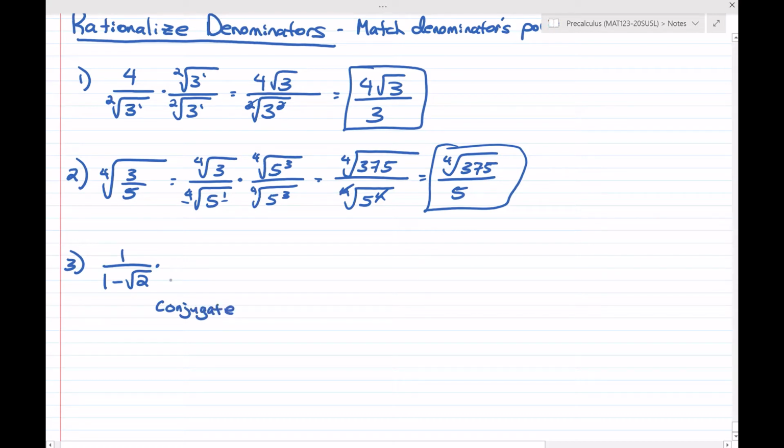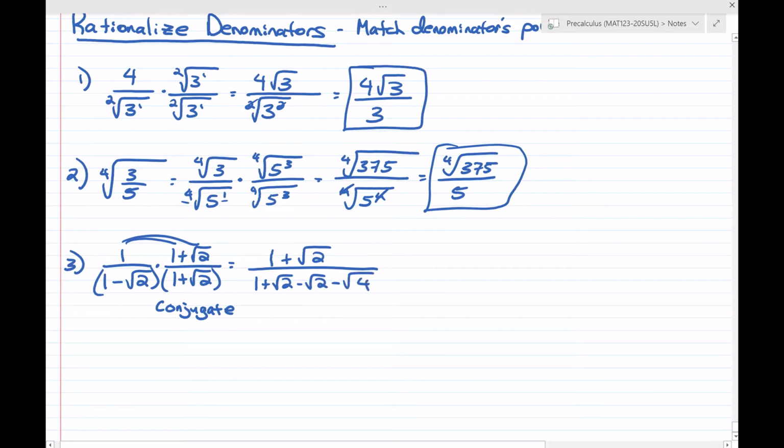Conjugate just means it's the same thing, but we change the sign of the middle. This is kind of like outsmarting the problem. So we don't care about the top, we'll just distribute this. This will be 1 plus root 2. But look what happens in the denominator. If we were to FOIL this out, we get 1 plus root 2 minus root 2 minus the square root of 4. So these cancel. That always happens. And you just get 1 plus root 2 over 1 minus the square root of 4. 1 minus 2 is just negative 1. So, really the best answer would be negative 1 minus root 2.